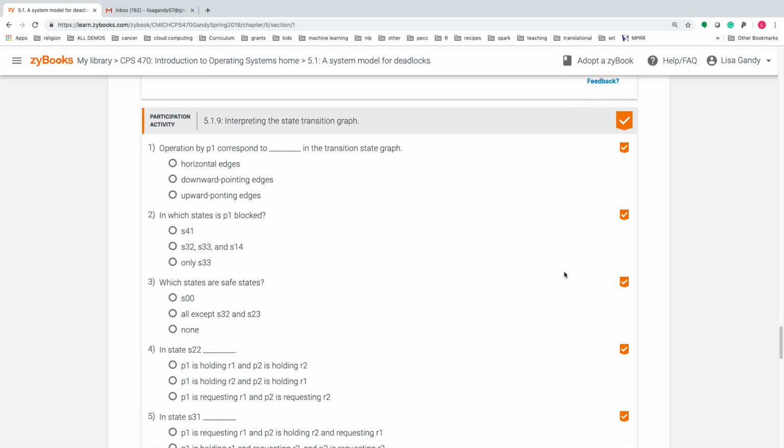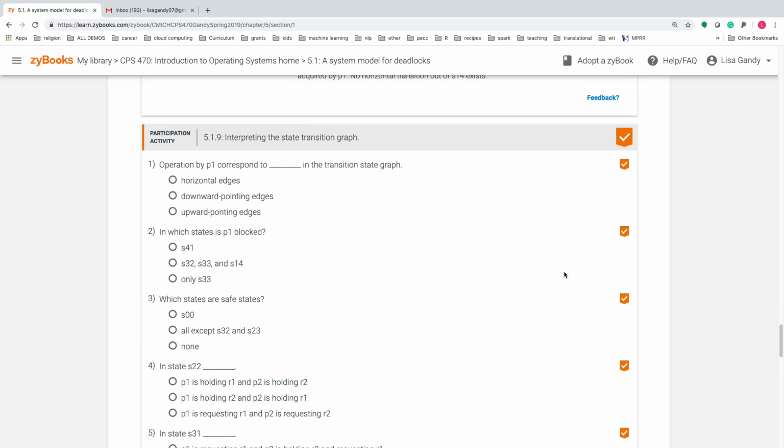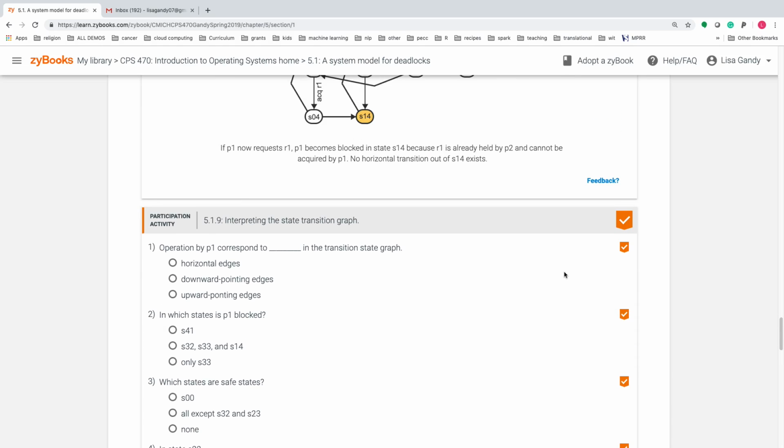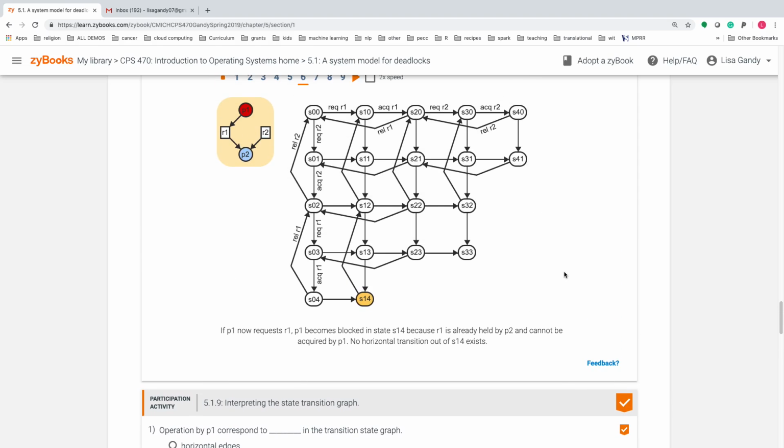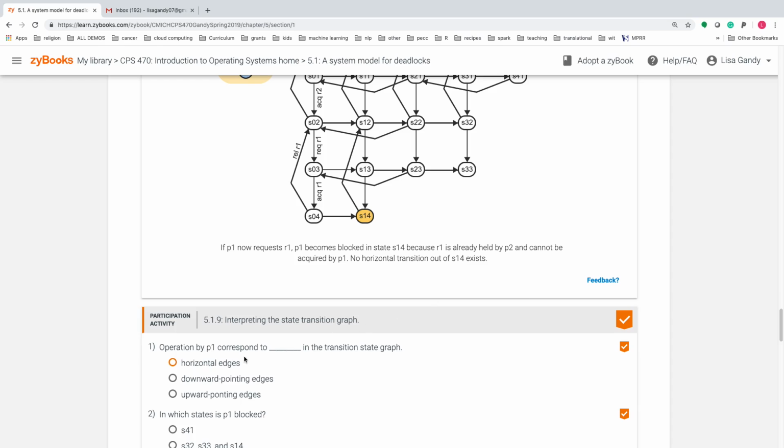Okay, so let's just answer these questions. They're just basic questions about the state graph. Operation by process 1 corresponds to what in the transition graph? Horizontal edges, downward pointing edges, or upward pointing edges? Horizontal edges. Yep. So it's going across.